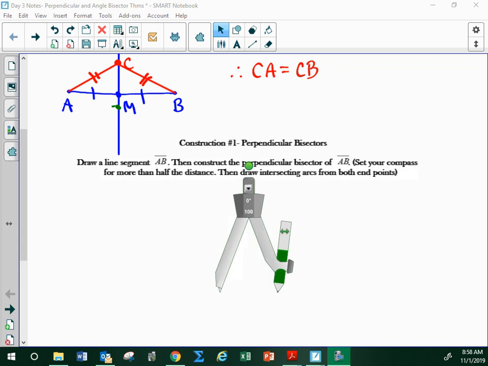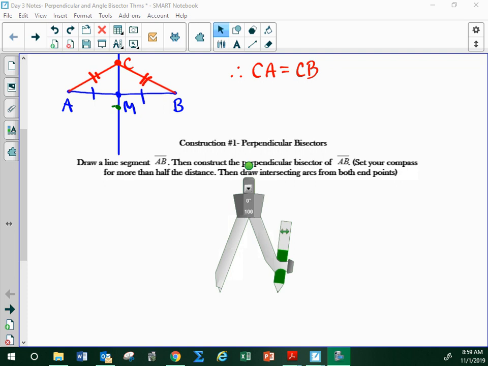Alright, a couple of things with your compass. It's better to have more length on the drawing end than on your eraser end, because that allows you to have more space to draw. Whereas if I was trying to do a circle with this end here, then it's not so easy. So you want to have more length on your drawing end.